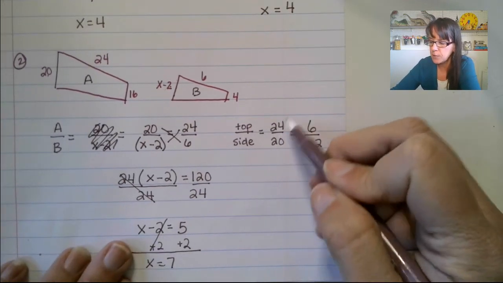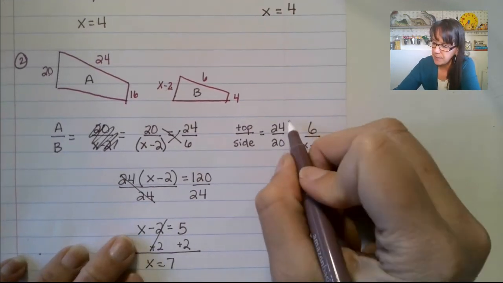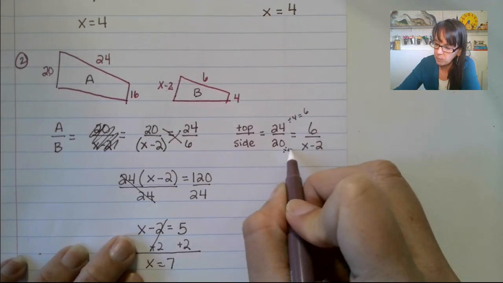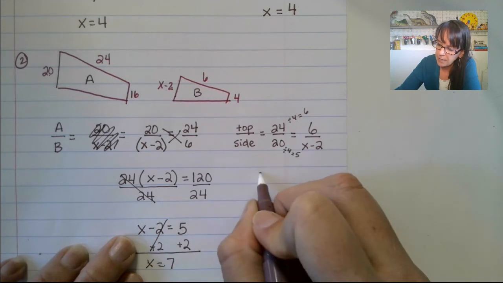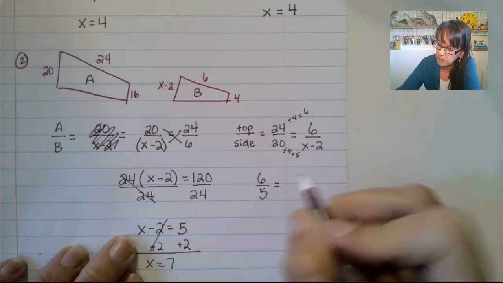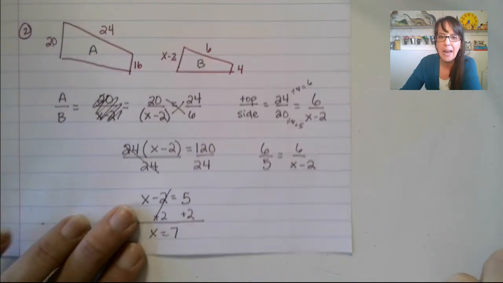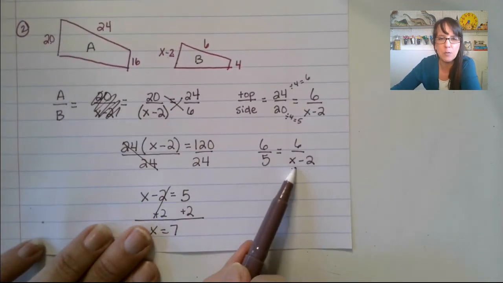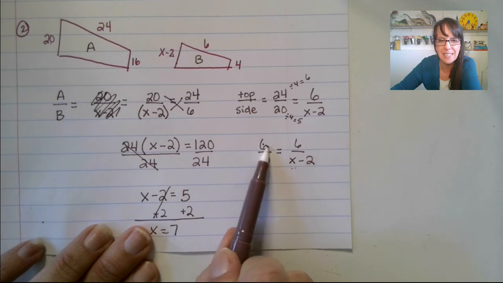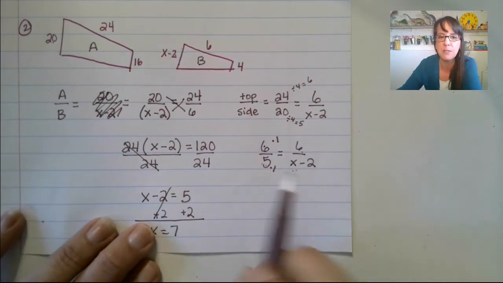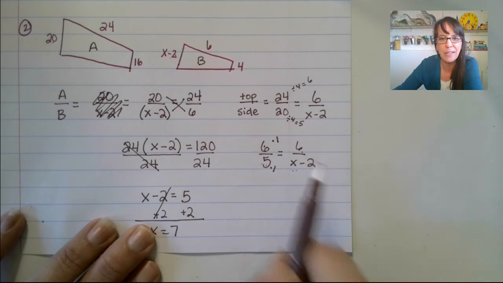We can reduce these guys, right? If we divide this by 4, we end up with 6. If we divide this by 4, we end up with 5. So what we have is 6 over 5 equals 6 over X minus 2. And now you can ask yourself, since 6 times 1 is 6, 5 times 1 is 5, so I've got to make this guy over here equal 5.